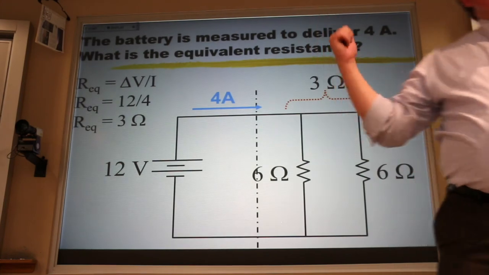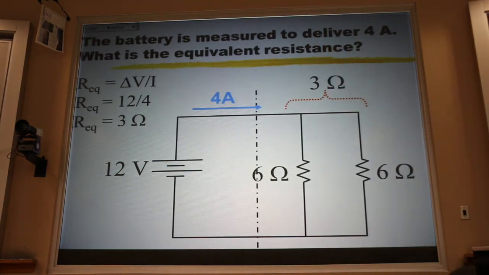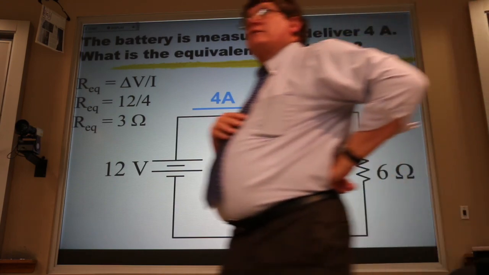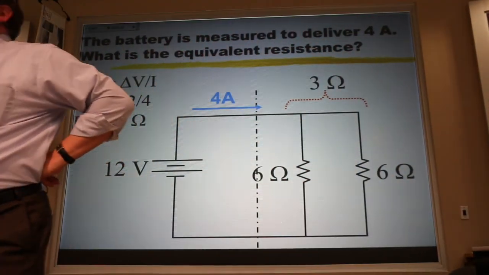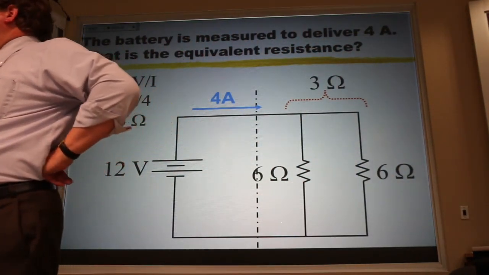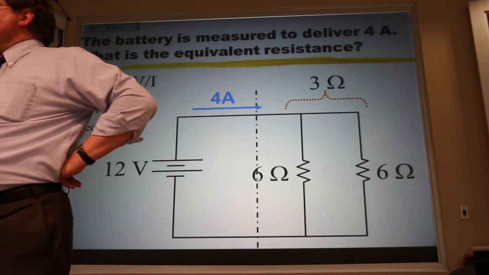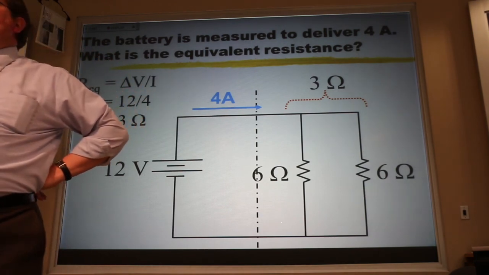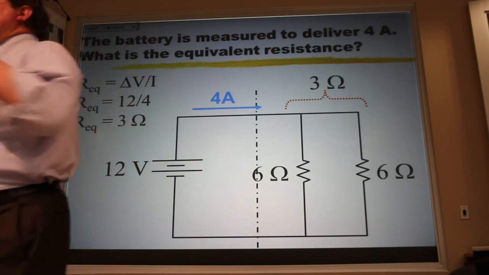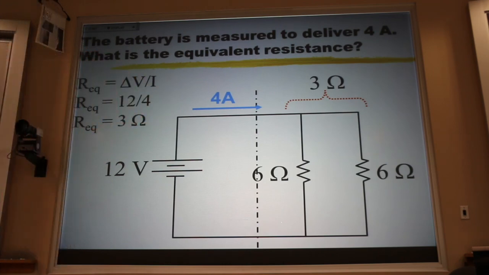But now you're saying that if I had 2 sixes, that looks like a 3. What if I had 3 sixes in parallel? What would that look like? A 2. What if I had 6 sixes in parallel? That would look like a 1. Wow. The more resistances that I add, the less resistance I've got in the circuit. That doesn't make sense. Or does it?